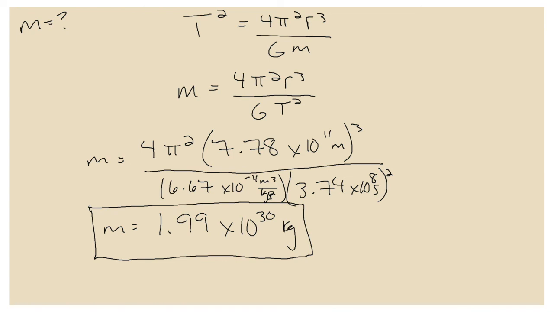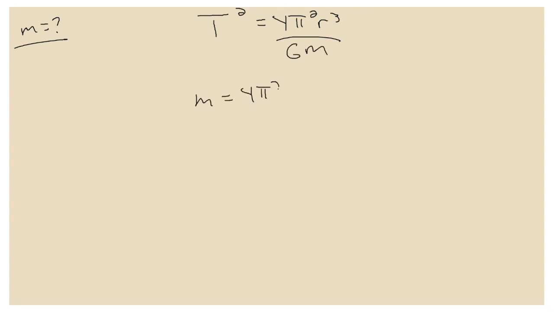Now, I'm hoping what you're recognizing is that that's pretty cool because you just used a planet that was not Jupiter and I just used a planet that was Jupiter and we got the same number. But if you're not convinced, let's just go ahead and do this for one more planet. And so we'll write here the unknown is the mass. We have here our equation, T squared equals 4 pi squared r cubed over G times M. And so that means M is going to be 4 pi squared r cubed over G T squared.